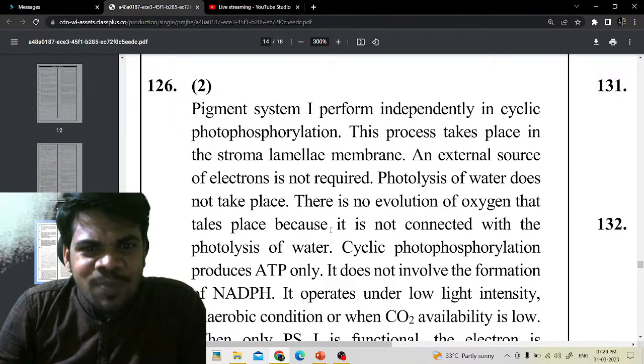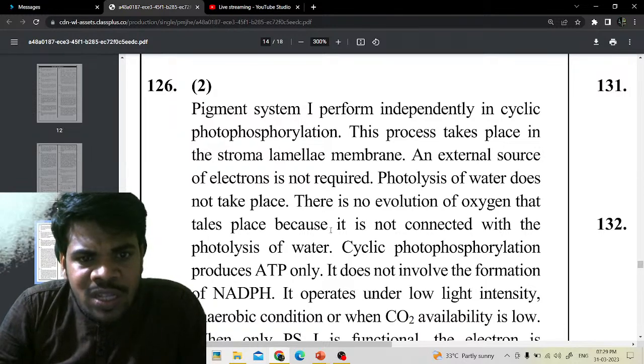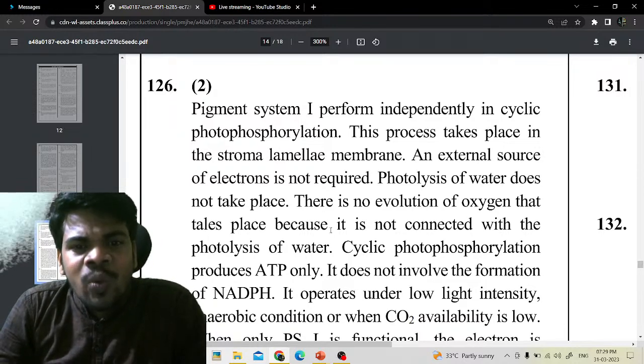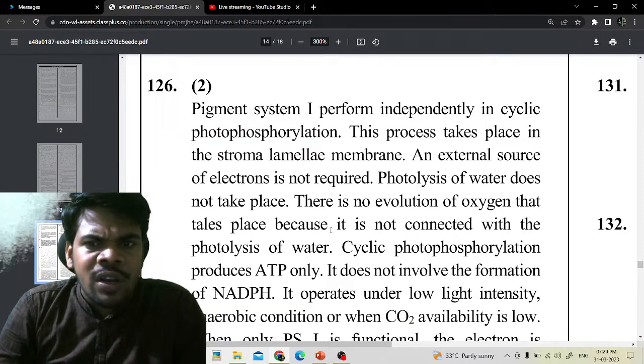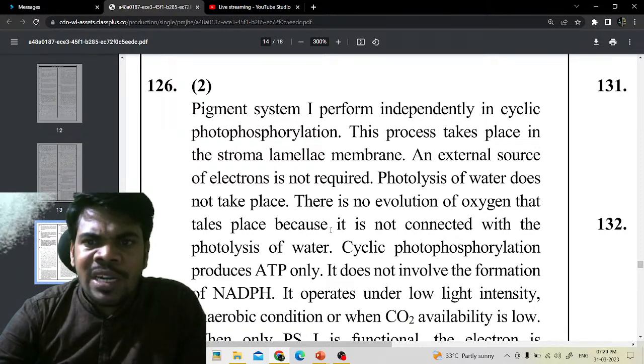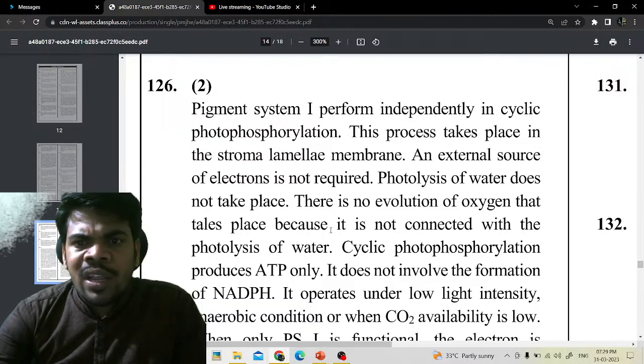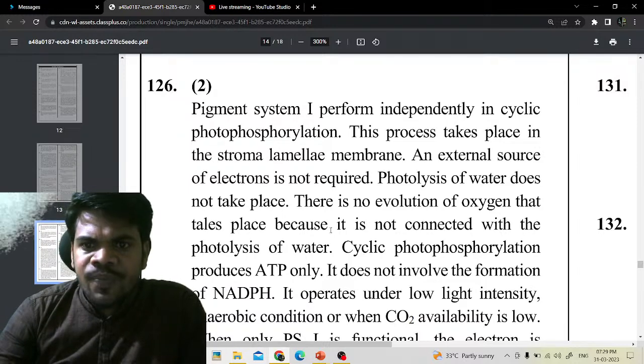This process takes place in the stroma lamellae membrane. An external source of electrons is not required here. It does not depend on an external source of electrons. It independently completes its cyclic photophosphorylation without depending on any external source of electrons.